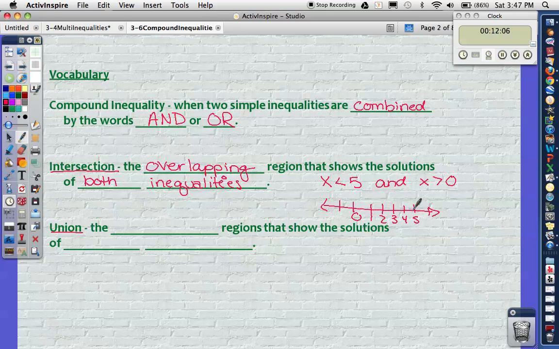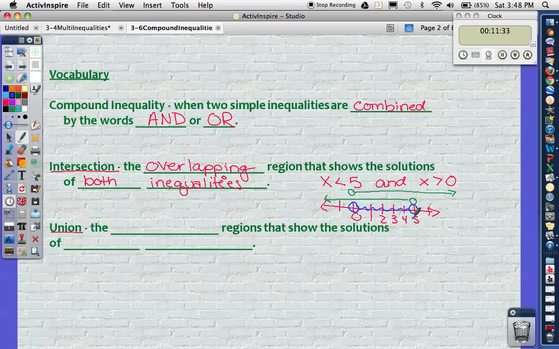So here X is less than 5. I'm going to kind of draw just a quick sketch. For that one I would have an open circle and I'd be shading this way. But for X is greater than 0, I would have an open circle at 0 and shading to the right. So if you were graphing just the intersection, those two are kind of like your skeleton for this. Your final graph would be an open circle on 0 and an open circle on 5 and only shading between them. You would not draw the green lines, only the blue here.